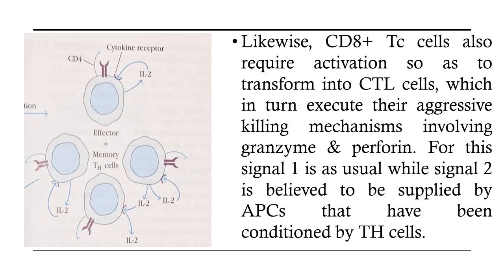Likewise, CD8 plus T cells or T cytotoxic cells also require activation so as to transform into CTL cells, which are activated TC cells, which in turn execute their aggressive killing mechanisms involving granzyme and perforins. For this, signal 1 is as usual, while signal 2 is believed to be supplied by the APCs that have been conditioned by activated TH cells.